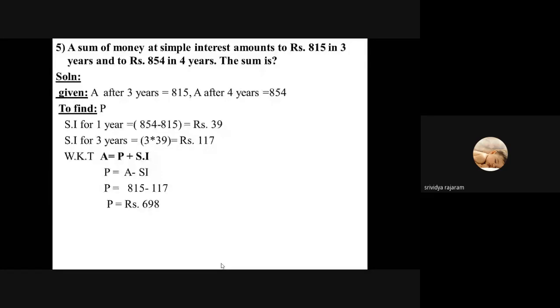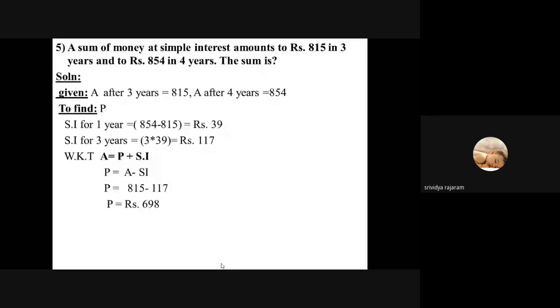I'll repeat. They have given two different new amount values, one for 3 years and one for 4 years. This new amount is nothing but the principal amount plus the simple interest amount for that year. The principal amount is going to be the same, as I said. So if we subtract these two amounts, 4 years minus 3 years will be 1 year, right? So for that 1 year, how much simple interest can we get?